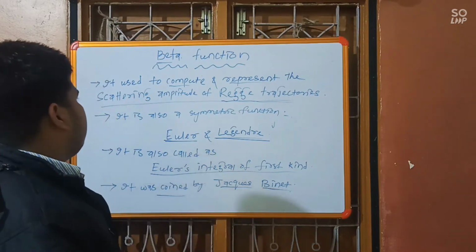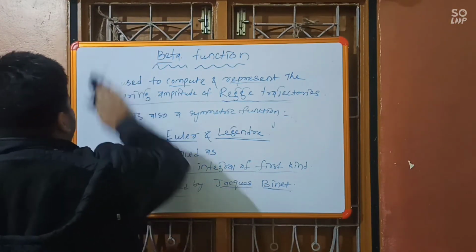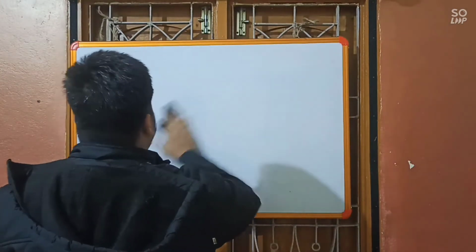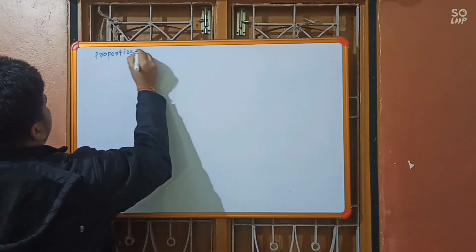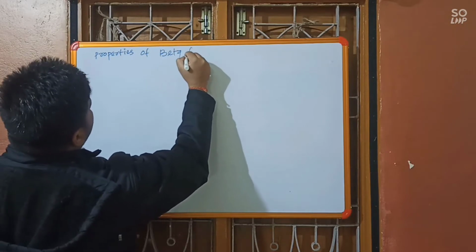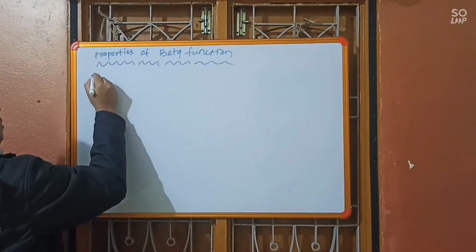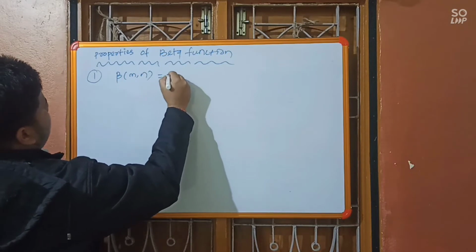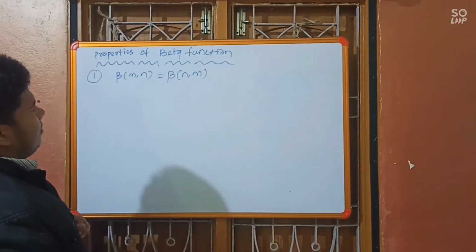So now we will discuss what are the properties of the beta function. Okay, see, what are the properties of the beta function? Properties of the beta function. First, property number 1, that is beta mn is equal to beta nm. Beta mn is equal to beta nm. That is the first property of the beta function.